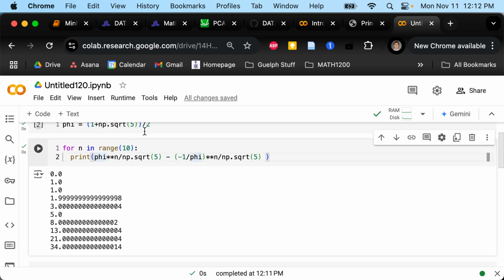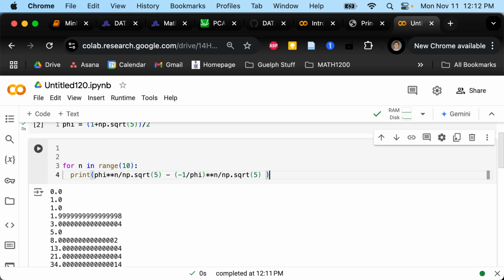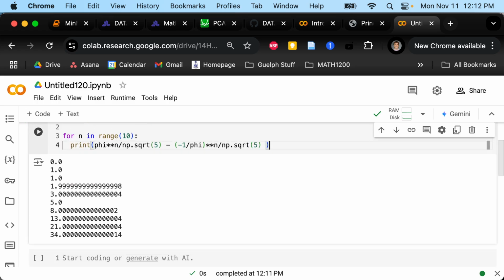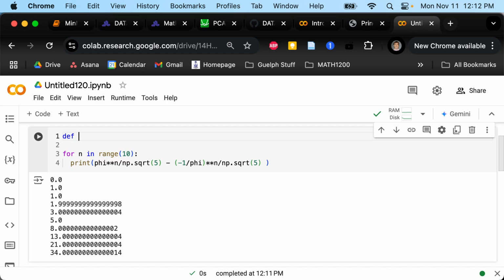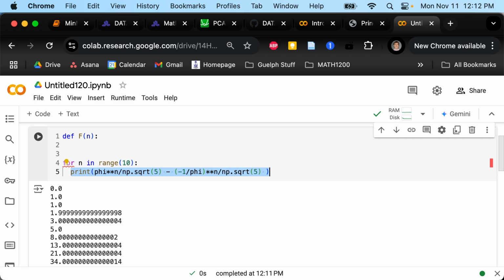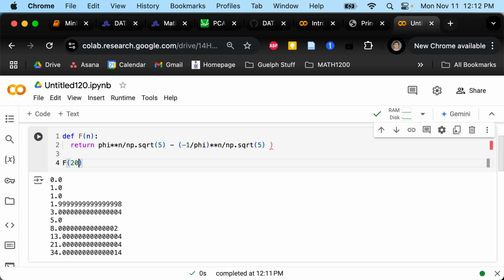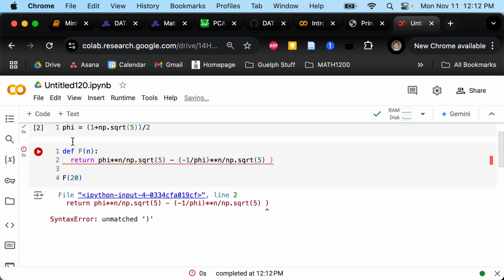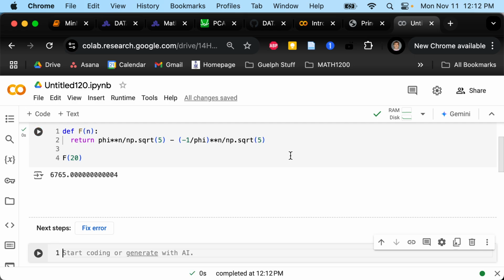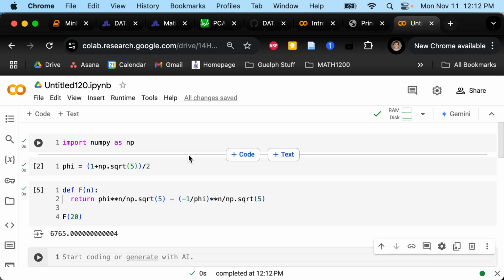So let's call this fn. Let's make a function. F of n, and what is it doing? It's just doing this. Okay, we're going to return it. And I don't have to do them in order. Now I can just print f of 20. What is it? The nth Fibonacci number. Okay, you're missing a thing. Okay, so the 20th Fibonacci number is 6,765.